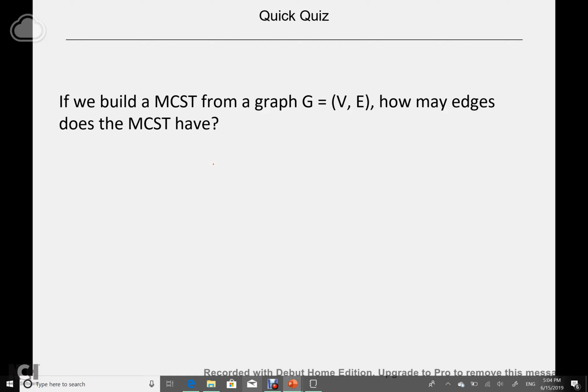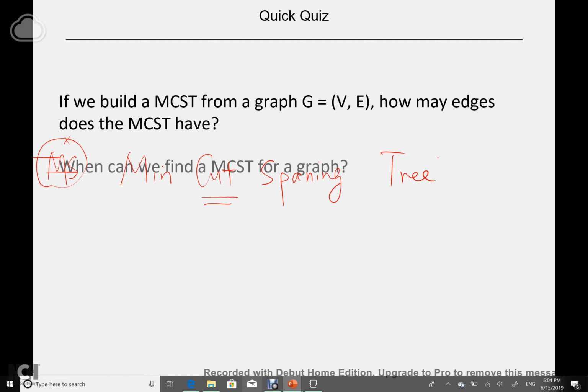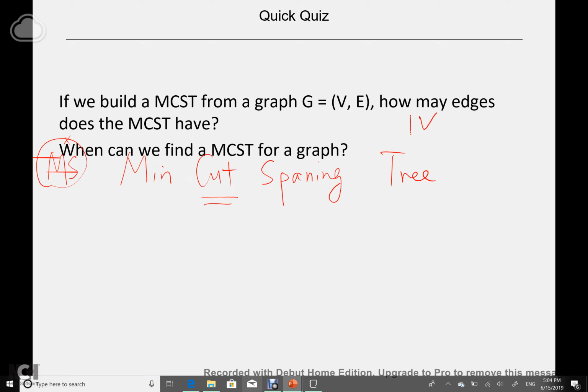Now let's take a look at this quiz question. If we build an MST, a minimum spanning tree, from a graph G(V, E), how many edges does the minimum spanning tree have? Sometimes we just ignore the word "spanning" and say minimum cost tree. We say no, this should be V minus 1.